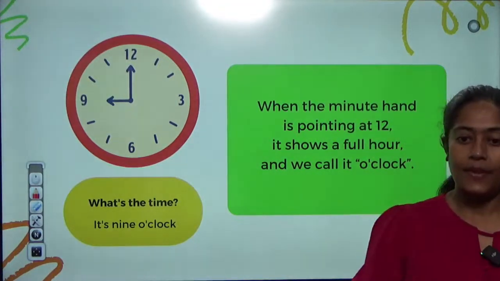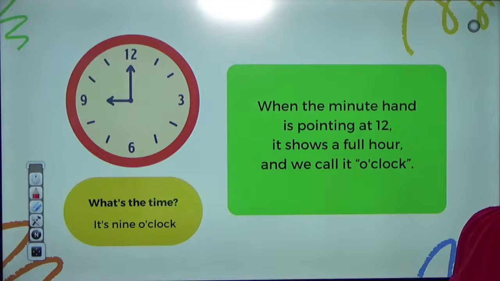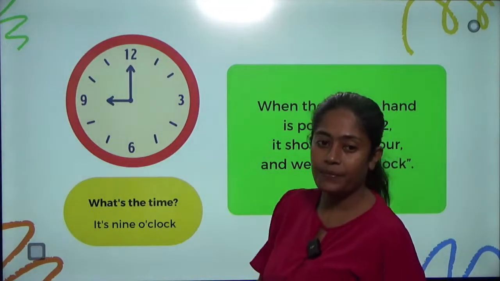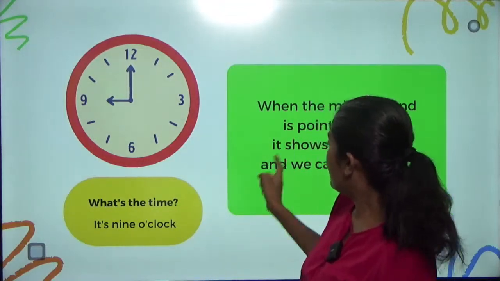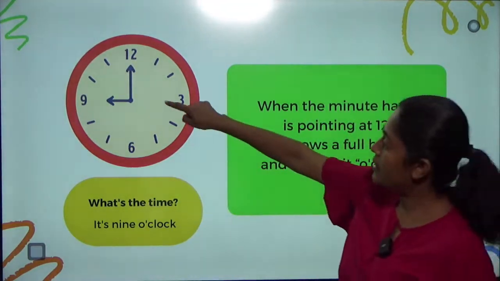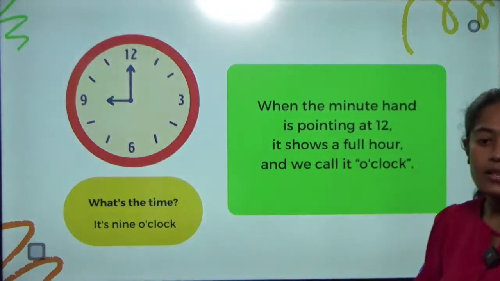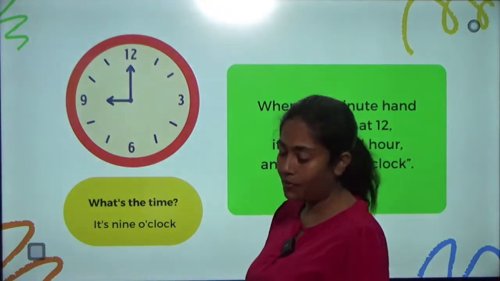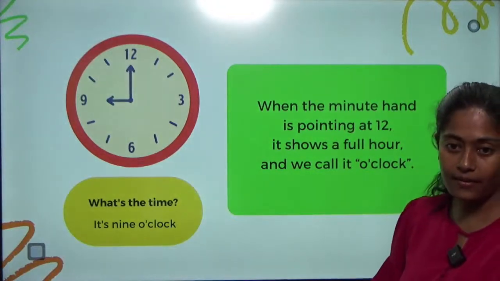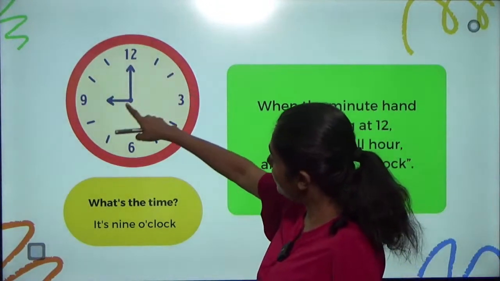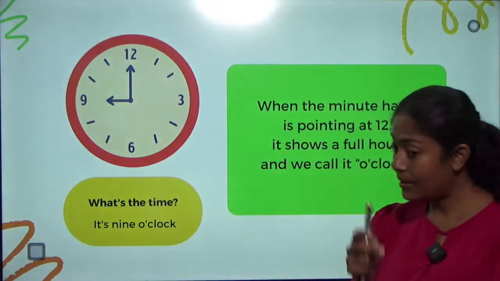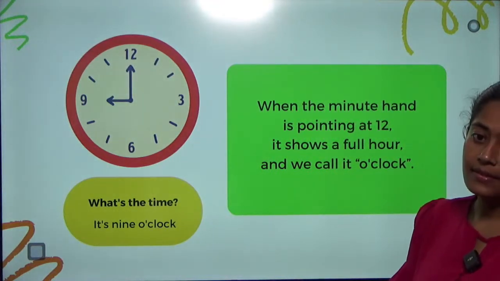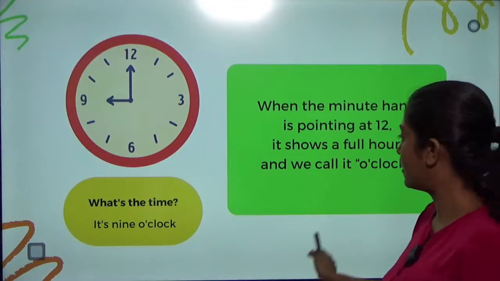Here, when the minute hand is pointing at 12, it shows a full hour and we call it o'clock. Now, what is the time here? 9 o'clock. When the minute hand, this is the minute hand, is pointed at 12 and the hour hand is pointed to 9, we call this 9 o'clock. If the hour hand is pointed to 6, then how can we read it? 6 o'clock.